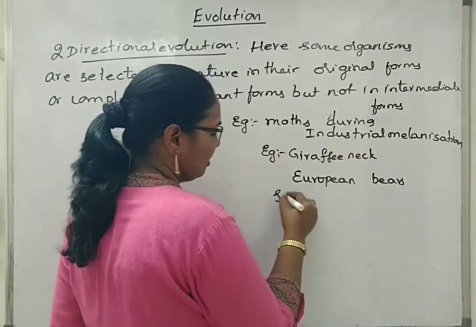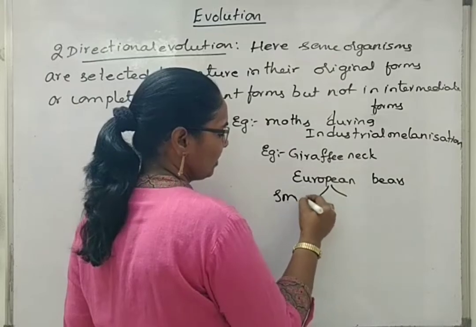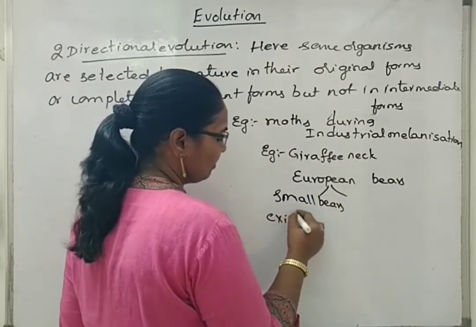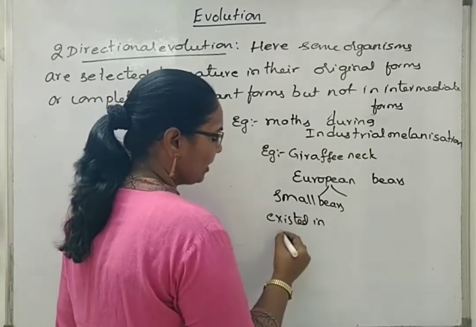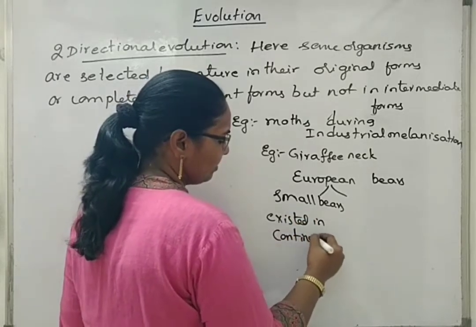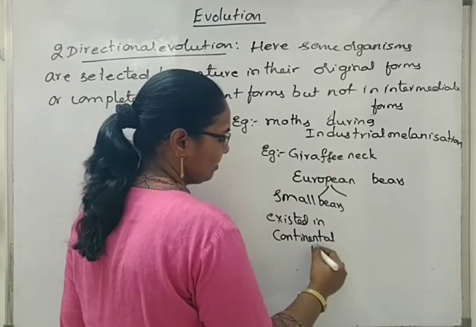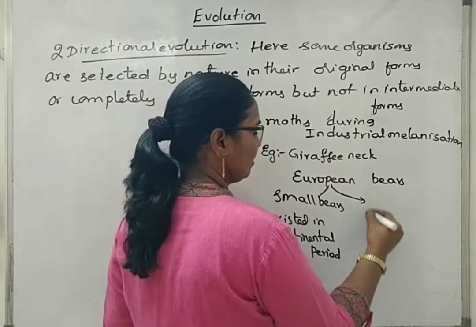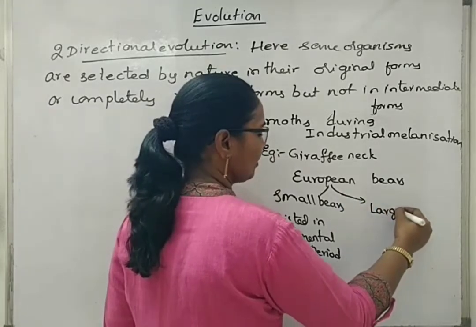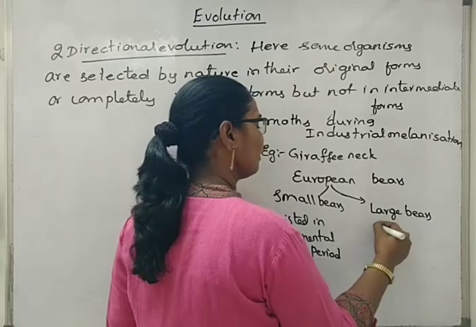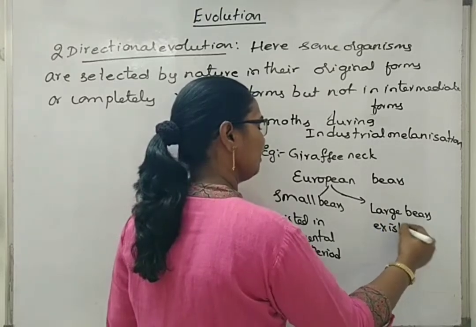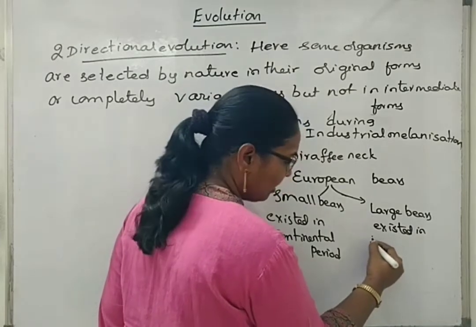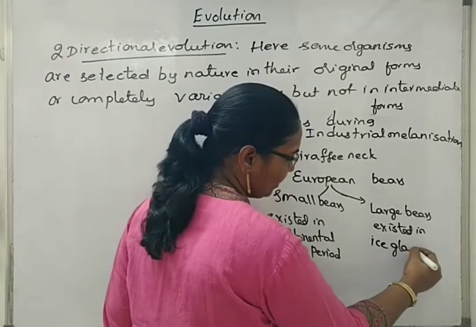Under this, if we see, small bears existed in the continental period and large bears existed in the ice glacial period.